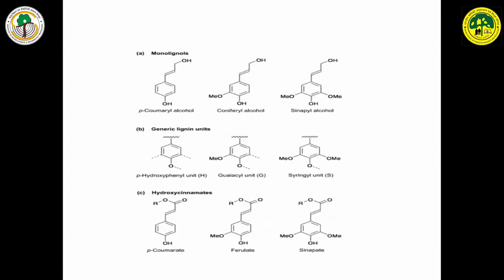Here the main thing you can observe is the monolignols, generic lignin units, and hydroxycinnamates. In reality, the monolignols are present as para-coumaryl alcohol, coniferyl alcohol, and sinapyl alcohol. These three are the monomeric units present in the lignin in the polymerization process. That means the generic lignin units are the para-hydroxyphenyl unit, guaiacyl unit, and syringyl unit.